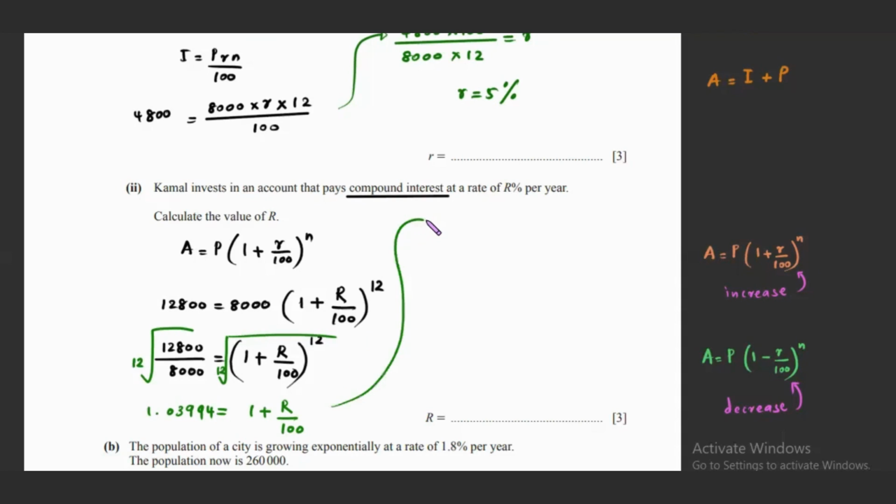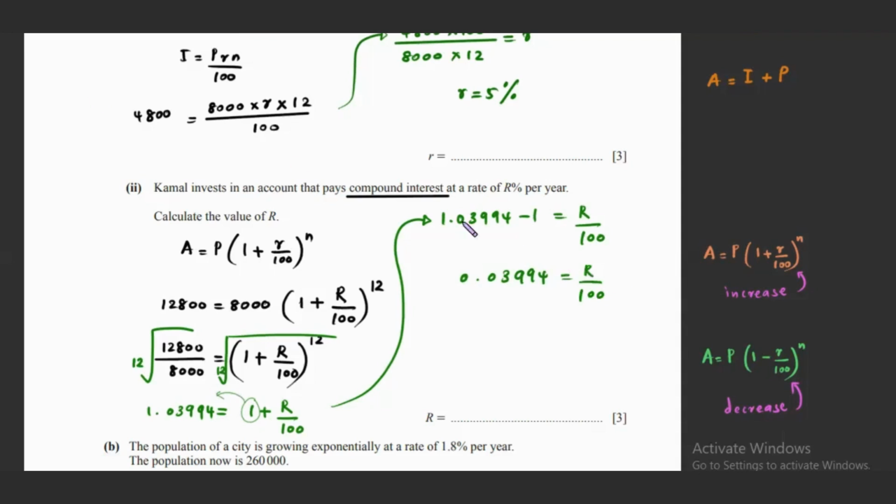Now the next thing that we got to do is I need to get rid of this 1. So if I bring this 1 to the other side, it will get deducted. So it will be 1.03994 minus 1, which is equal to this r over 100. So from this, when I deduct this 1, I get 0.03994. This is equal to r over 100. So I will write it here. This is equal to r over 100.